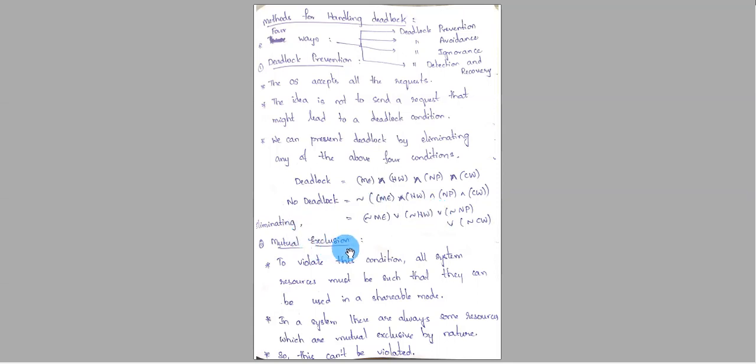So eliminating mutual exclusion. To violate this condition, all system resources must be such that they can be used in a shareable mode. In a system, there are always some resources which are mutually exclusive by nature. So this can't be violated. Mutual exclusion, we know, right? There must be at least one non-shareable resource. But in order to prevent this in the system, we should ensure that all are shareable resources. But we know that at least there are some resources that are non-shareable. So generally this can't be violated.